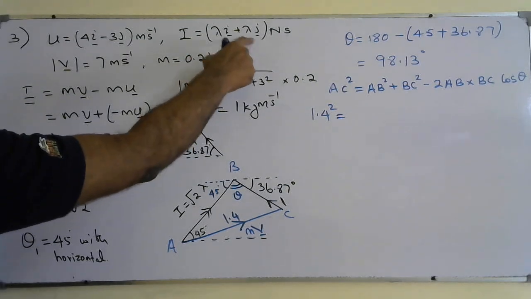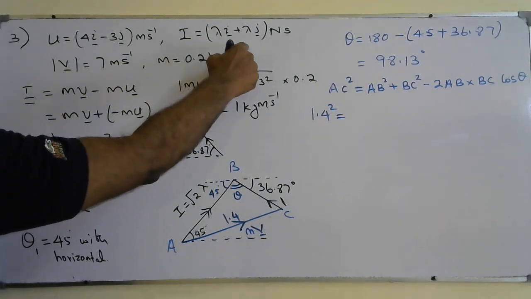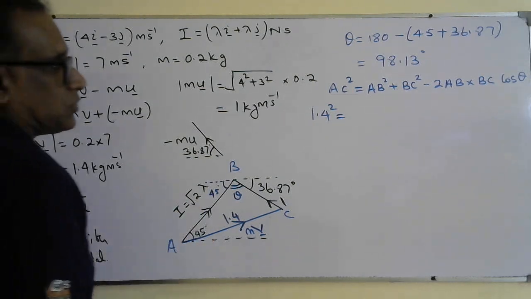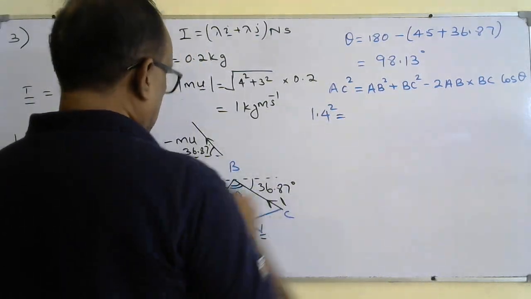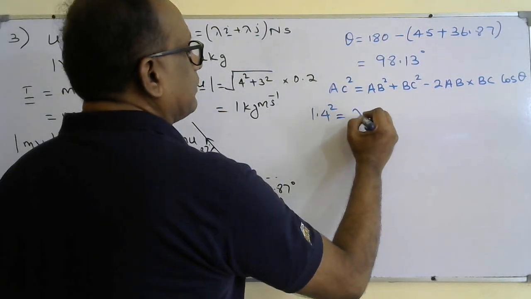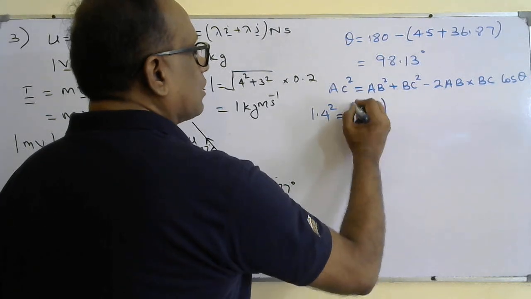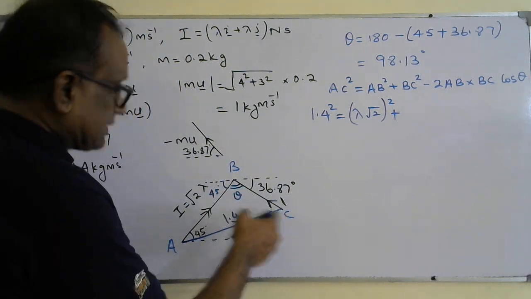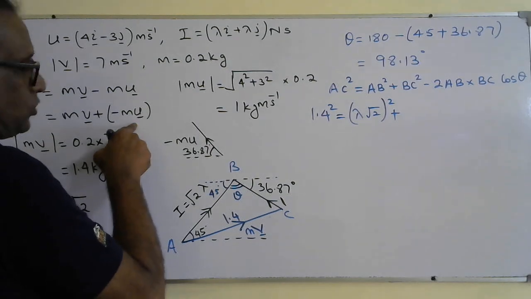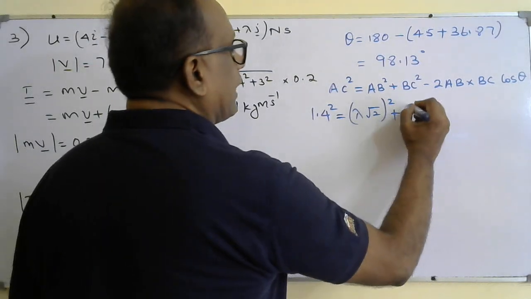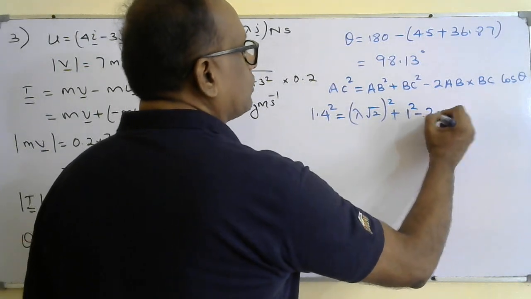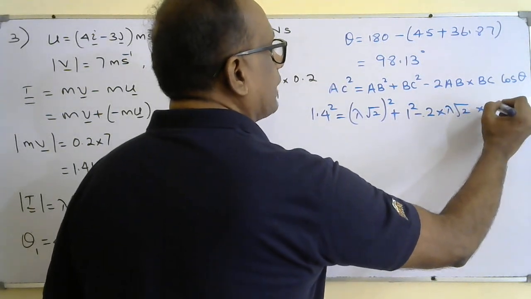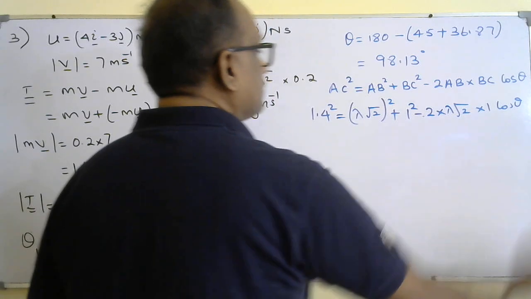So its magnitude is lambda squared plus lambda squared, 2 lambda squared, and its square root is root 2 lambda. So AB is root 2 lambda, and AB squared is lambda root 2 whole thing squared. BC is minus mu, and minus mu is 1. So 1 squared minus 2 times lambda root 2 times 1 times cos theta.